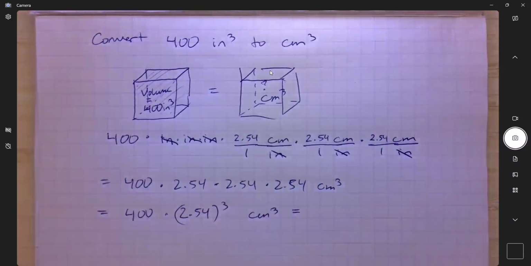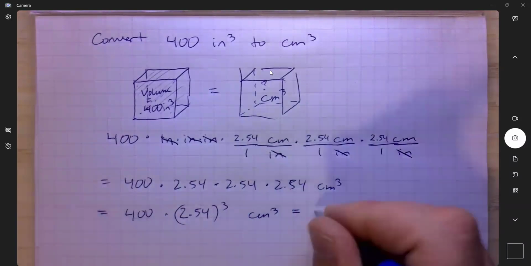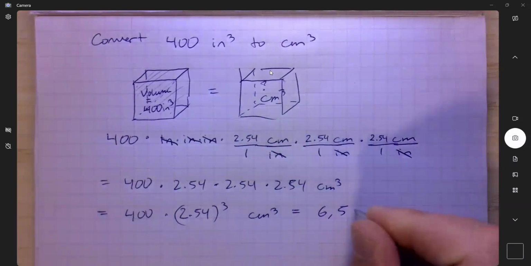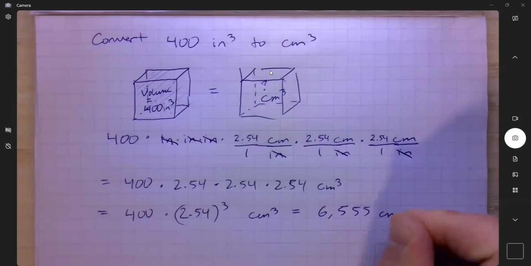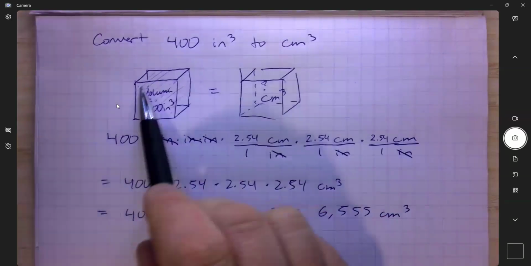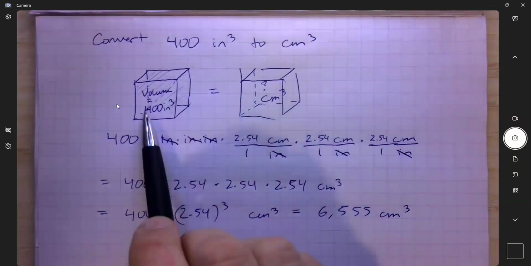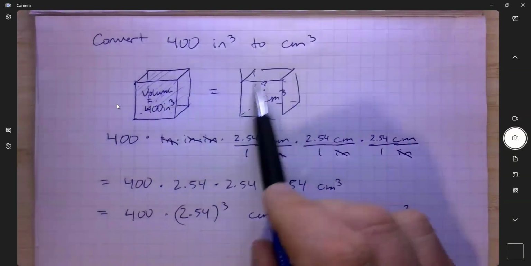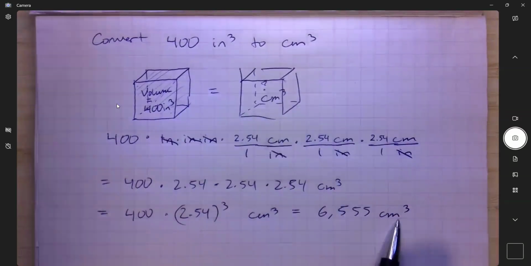And I'll get an estimate for what that number is. 400 times 2.54 cubed is about 6,555 centimeters cubed. So the volume inside this cube is 400 inches cubed, which is equivalent to 6,555 centimeters cubed.